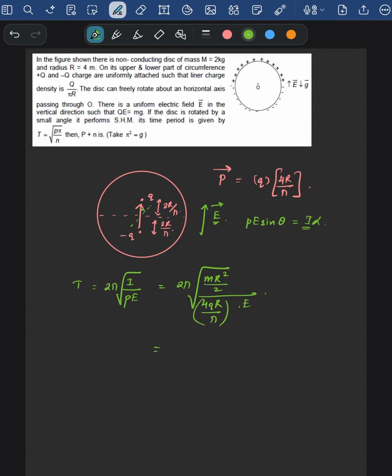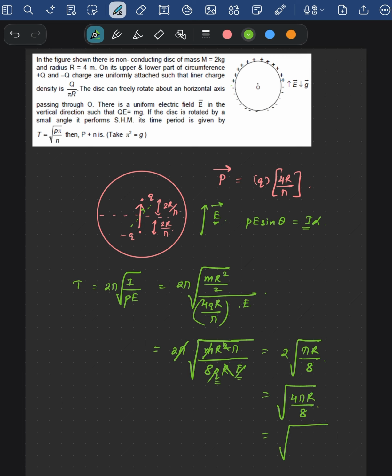Simplifying this, we'll get 2 pi under root of pi mr squared by 8qrE. So one r gets cancelled. qE was equal to mg, so m will get cancelled, and this pi, when it comes inside the square root, will become pi squared, so the g will also get cancelled. What we are left with is 2 under root of pi r by 8, which is equal to under root of 4 pi r by 8. Substituting r as 4 meters, I get under root of 16 pi by 8, which is equal to under root of 2 pi.